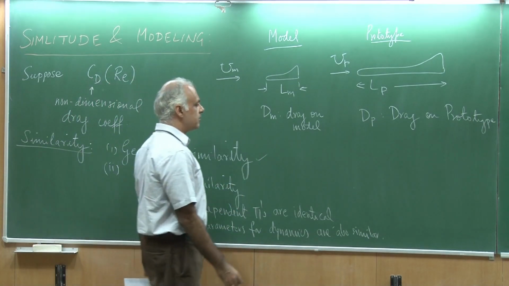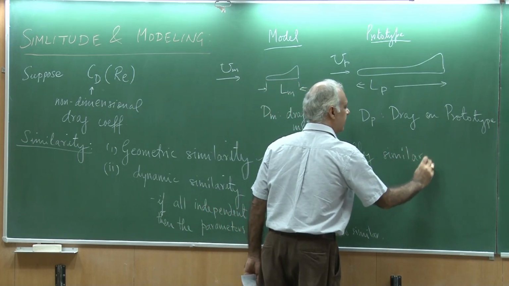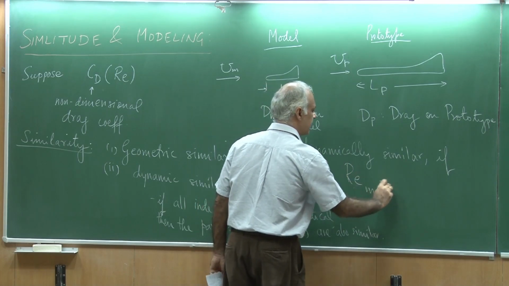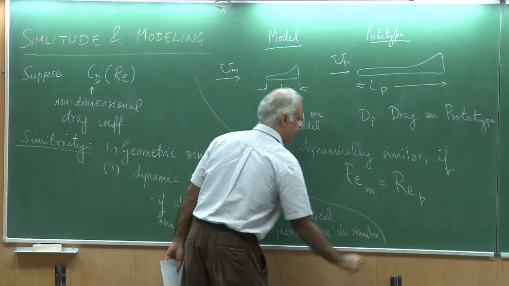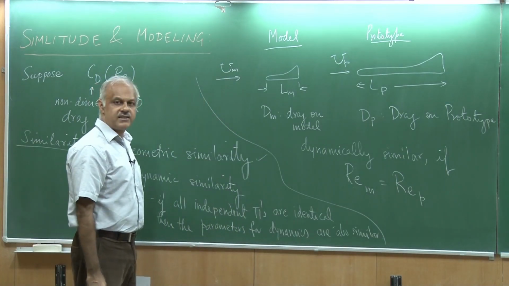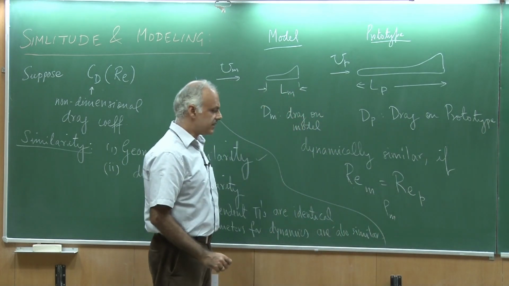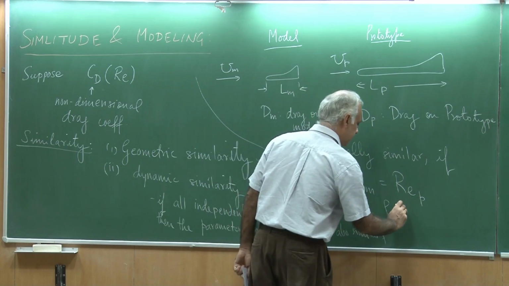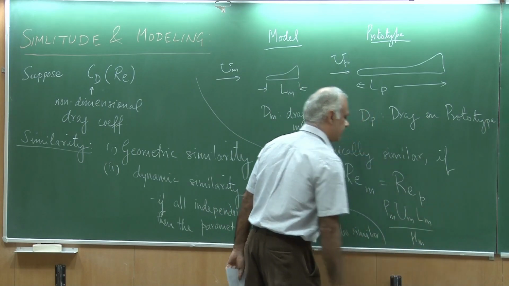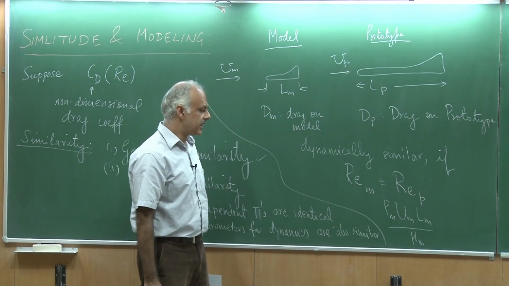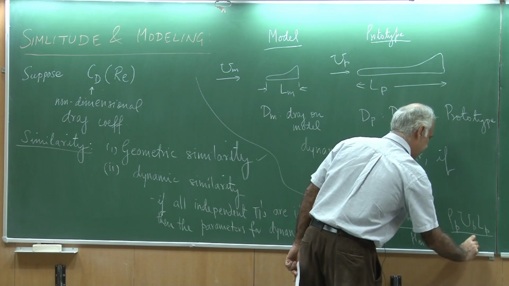Dynamic similarity is going to be ensured, so the flows are going to be dynamically similar, if the Reynolds number for the model is the same as the Reynolds number for the prototype. Which would actually imply that if I am doing my experiments in air just like in the prototype, then the Reynolds number for the model would be rho of the air that I am going to use for the model, times the velocity, so Um, and the length of the model, divided by mu, the coefficient of viscosity of the air for the model. This should be exactly the same as rho p Up Lp divided by mu p.